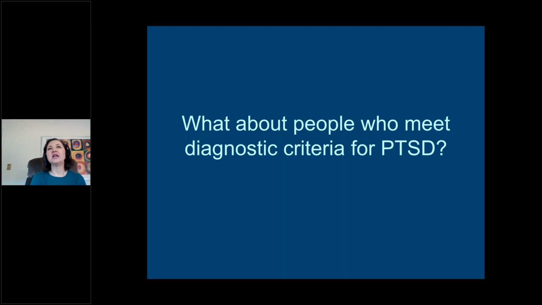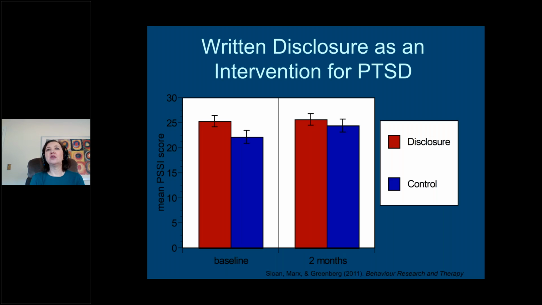So we randomly assigned people to either the expressive writing or to the control writing condition. And in this study, we found basically what we thought we were going to find in that first study, that people did not get improvement. So it didn't matter if they wrote 3 times about the same event.